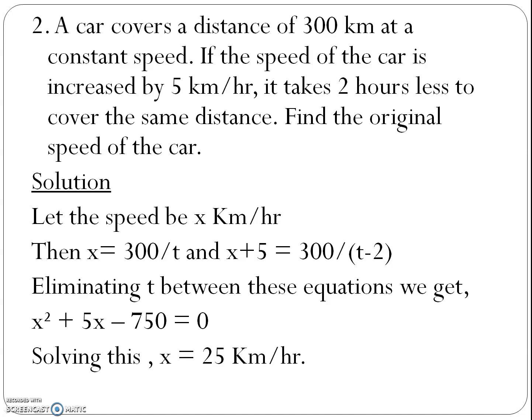Therefore, x plus 5 will be equal to 300 by (t minus 2). By eliminating t between these two relations, we get a quadratic equation, x squared plus 5x minus 750 equal to 0. Solving this equation, we get a positive value of x as 25 kilometers per hour.